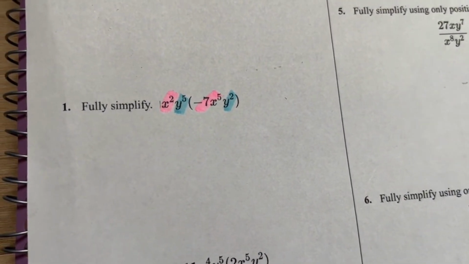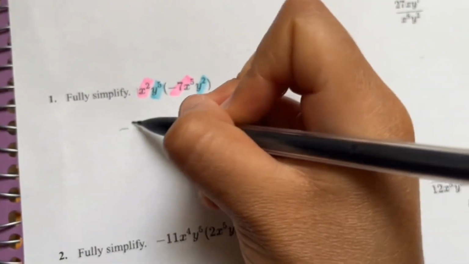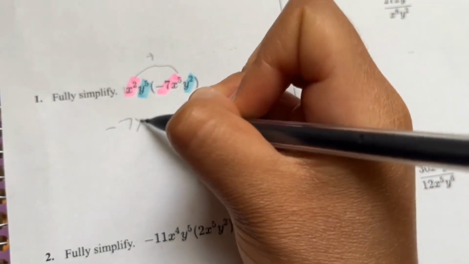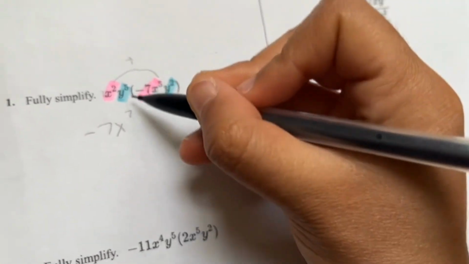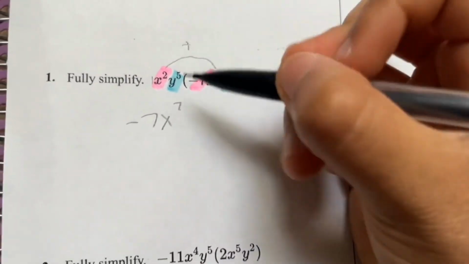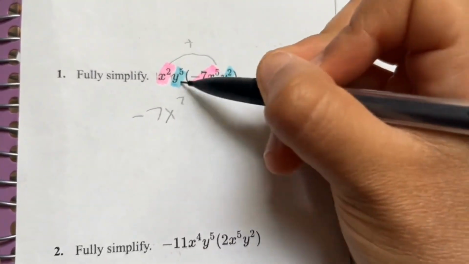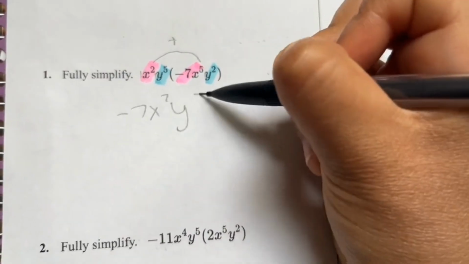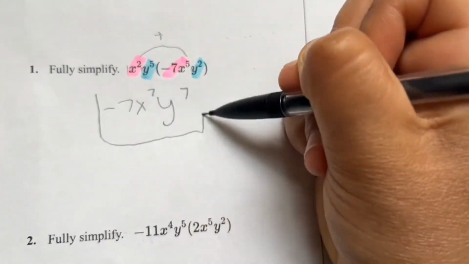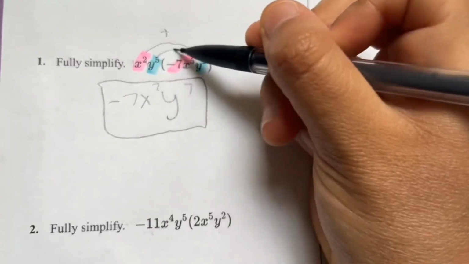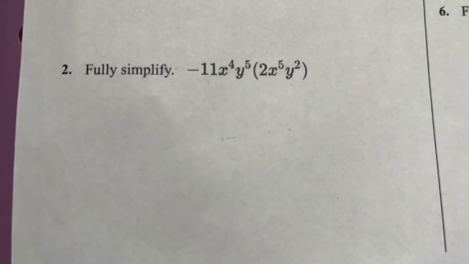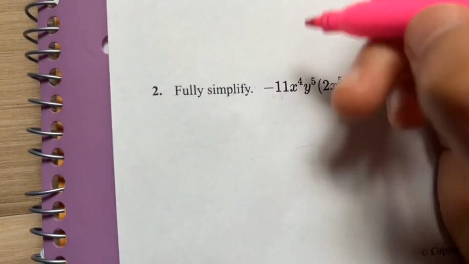1 times -7 is -7, which we add them, so it's going to be over here. We do the same, but it's just 1. 1 times 1 equals 1, so it's going to be y7. This is the answer. We're adding these as well. Here, we're doing the same thing. Let's color.